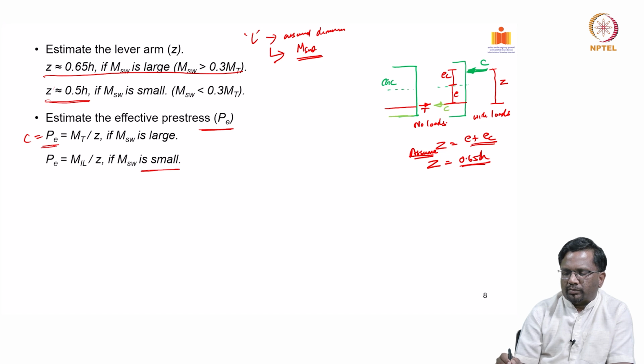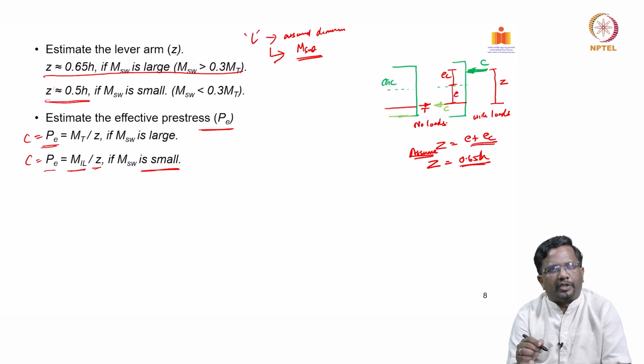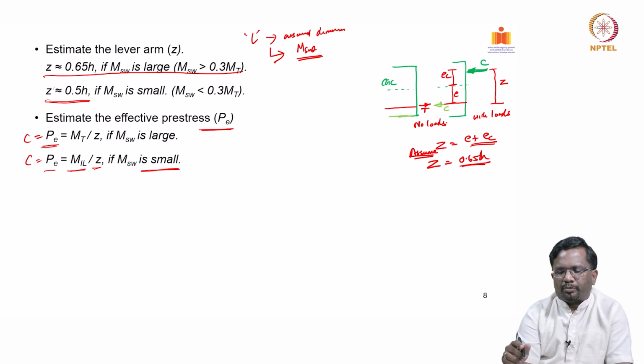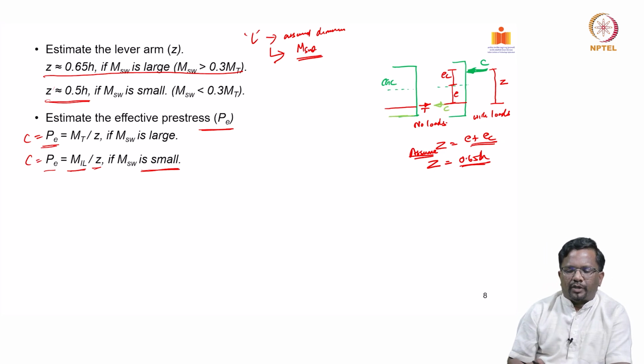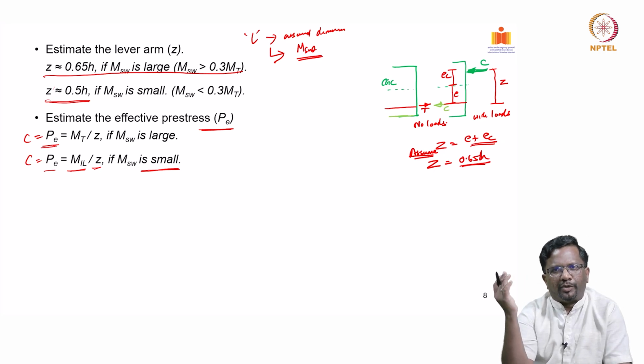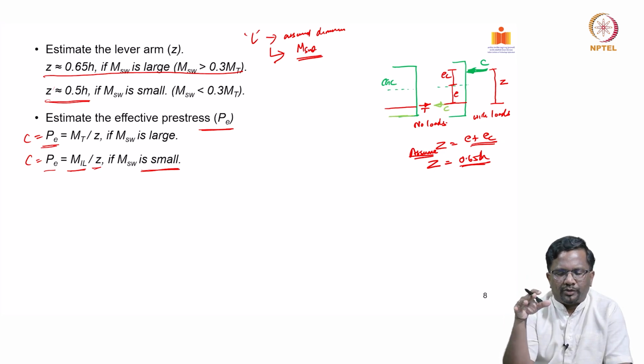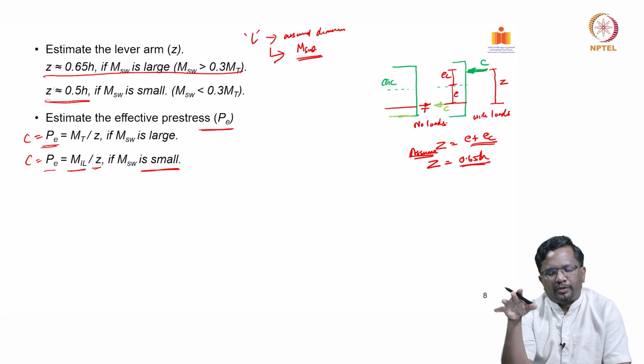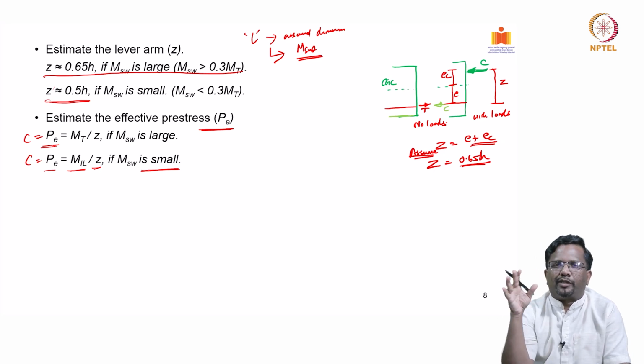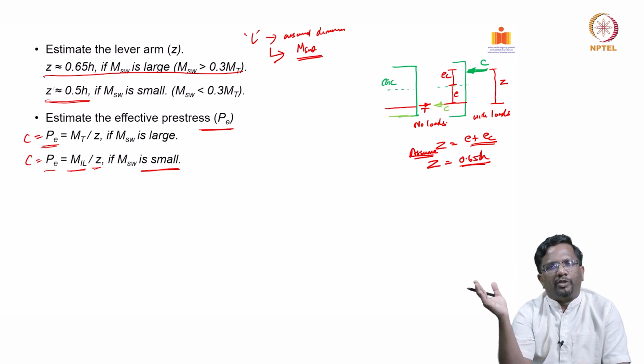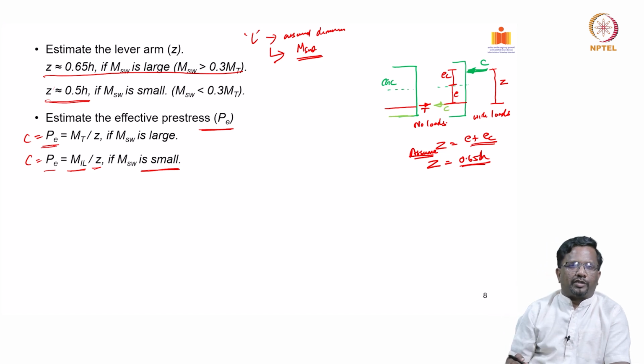If self-weight is smaller, then we take only imposed load divided by lever arm. That will be equal to your compression force again. So in this way, we complete the preliminary design, right? So you can assume a depth from an empirical formula or your L by D ratios, and then choose your width, and then once breadth and depth is fixed, because span is given to you, you know the external loads, you can calculate your total moment, then you can assume lever arm and you can calculate your effective prestress required.